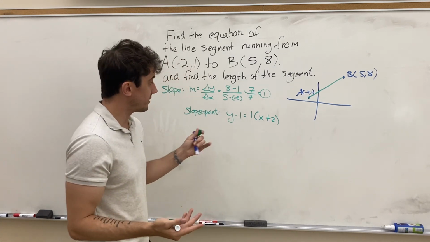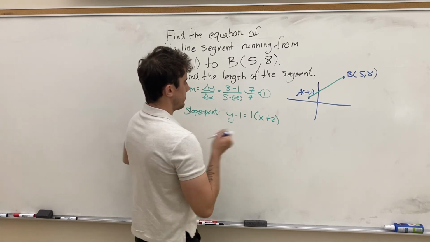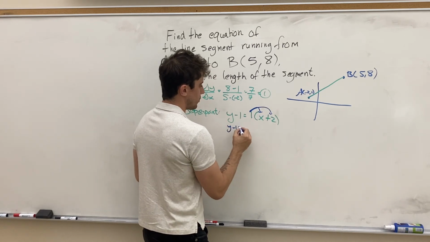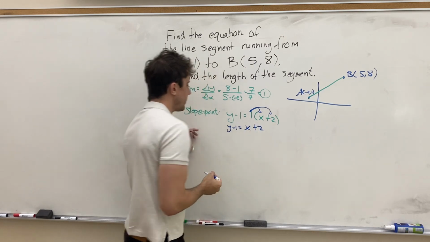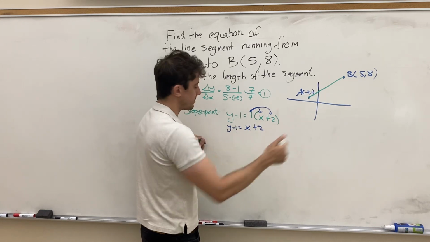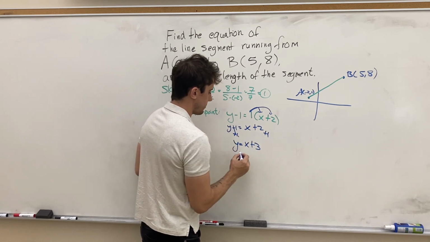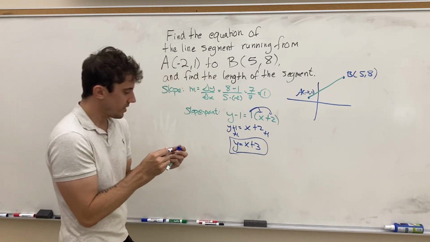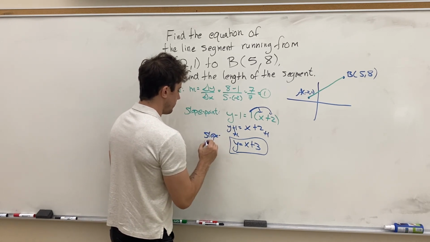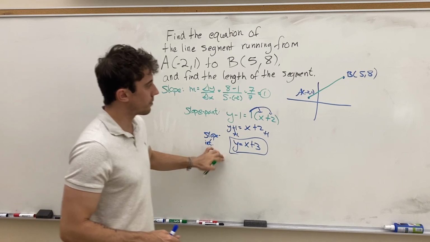And now, if we want to write this in slope-intercept form, we can happily do that by multiplying through the brackets, and then we'll have y minus 1 is equal to x plus 2. And then, of course, in the idea of isolating the y to get y is equal to x plus b, we add 1 to both sides, and so we get y is equal to x plus 3. Okay, and that's our line in slope-intercept form, and so that is the equation of our line segment running from point A to point B.